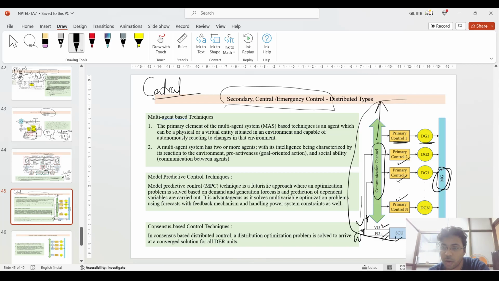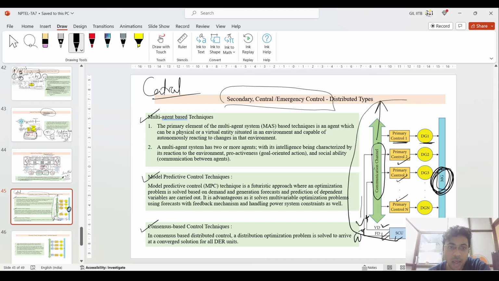Okay, this microgrid has a self-generating, self-decision making capacity. It is a kind of distributed generation, because microgrid has this property. If you see, there are three types of methods: the multi-agent based technique, the model predictive control technique, and the consensus based technique.